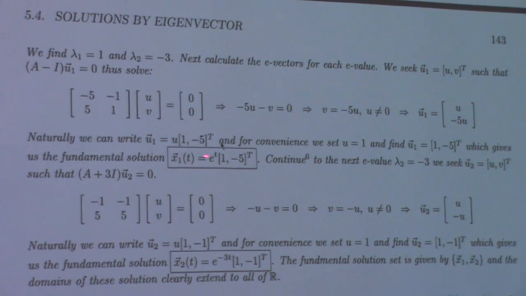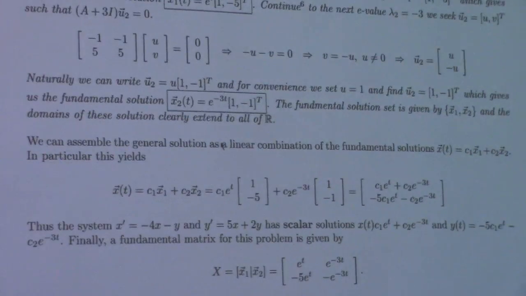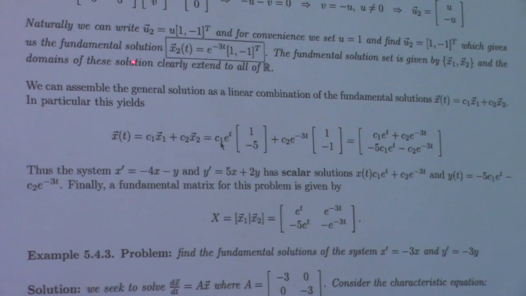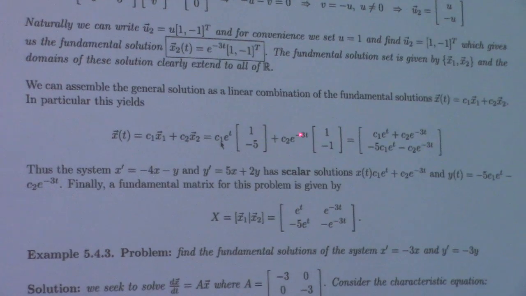And so a linear combination of this and that is the general solution. All right. Like I wrote down here. So this is the general solution for that problem. You just take eigenvector solution plus eigenvector solution. There's your scalar solutions. There's your x. There's your y. And here, for the first time, for a specific example, is the fundamental solution matrix.